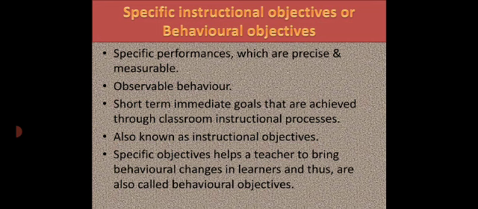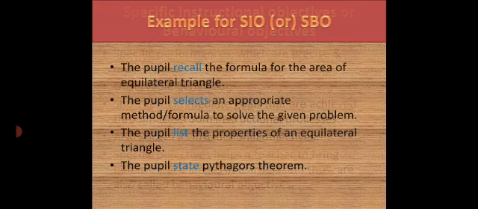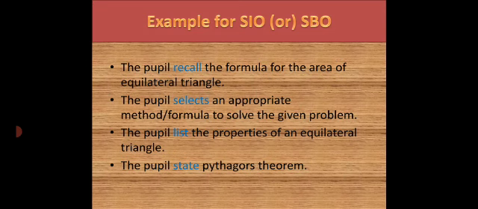These objectives are also known as behavioral objectives, as the statements contain action verbs which display an overt behavior of the learner. The pupil explains polynomial division, or the pupil states the properties of binary addition. These are behavioral objectives. Next examples: the pupil recalls the formula for the area of an equilateral triangle. The pupil selects an appropriate method to solve the given problem. The pupil lists the properties of an equilateral triangle. The pupil states Pythagoras theorem. And there are a lot of examples.